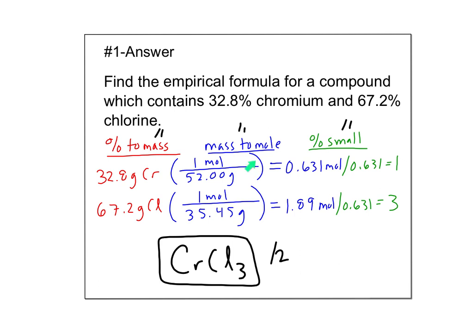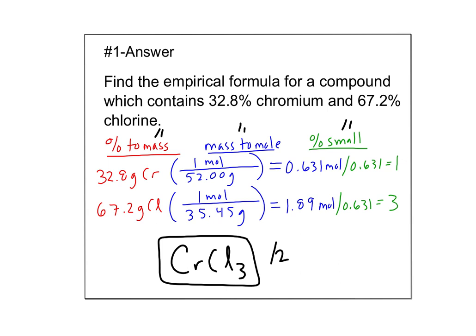And so if you have set up your mass to mole step, give yourself a point. Then I got 0.631 moles for the chromium and 1.89 moles. Now we divide by small. So out of these two blue numbers, the smaller one is 0.631. I divide both of those by 0.631, and that's where I got 1 and 3. If you remember to divide by small, give yourself a point.